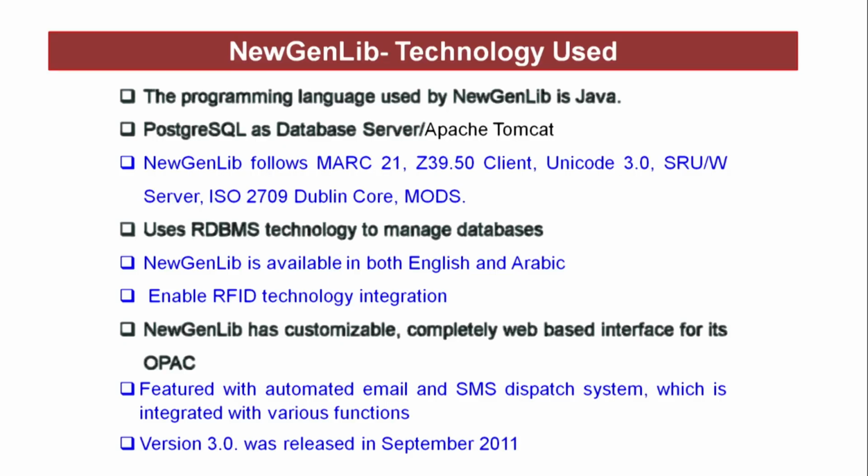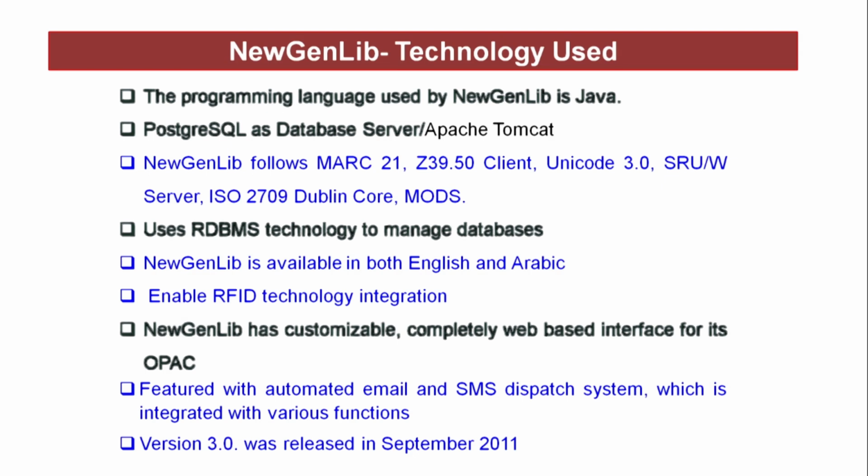But at least we have such an option where, if something happens to the software, you can work in offline mode, so that you do not disturb the normal smooth functioning of the library, and the users are nowhere affected by a system failure. When we come to the technical speciality of NewGenLib, this software uses the programming language Java and PostgreSQL as database server, Apache Tomcat as server, and it follows MARC 21, Z39.50 client, Unicode 3.0, and then Dublin Core, MODS, and RDBMS technology to manage databases.